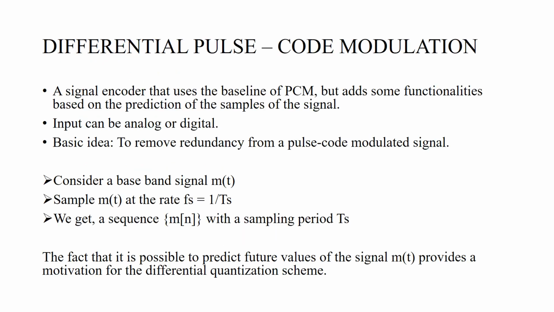Now next topic is differential pulse code modulation, DPCM. It is a signal encoder that uses the baseline of PCM but adds some functionalities based on the prediction of the samples of the signal. Here the input can be analog or digital. When a voice or video signal is sampled at a rate slightly higher than the Nyquist rate that we used in PCM, the sampled signal we got exhibits a high degree of correlation between adjacent samples, and the signal does not change rapidly from one sample to the next.